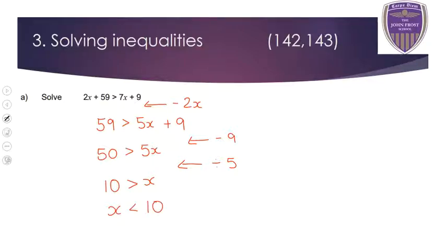Just note that if you are going to rewrite it like I've done here, at the end you've got to swap the symbol over. You can't write x is greater than 10, because 10 is greater than x, which means x must be less than 10. Also have a think about what values could work for x now. x can't be 10, because it's got to be less than 10. So it can be any number less than 10, but not including the number 10 itself.